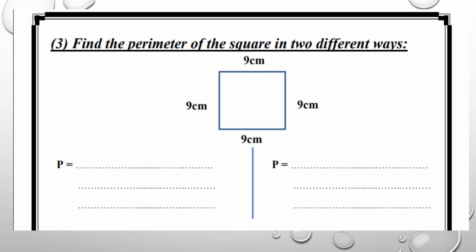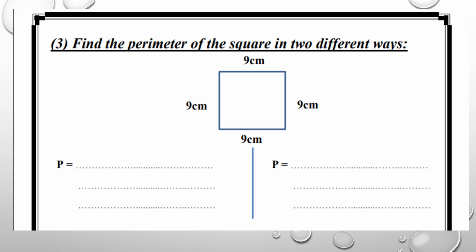Find the perimeter of the square in two different ways. Again, we said before that we can get the perimeter in two ways in a square. The first one is by using an addition only. The second one, I will use my rule, in which I have to use a multiplication.